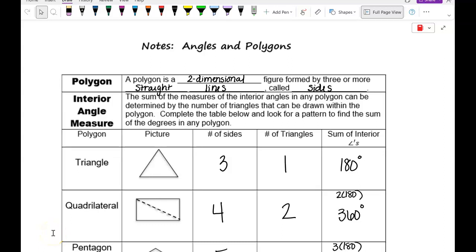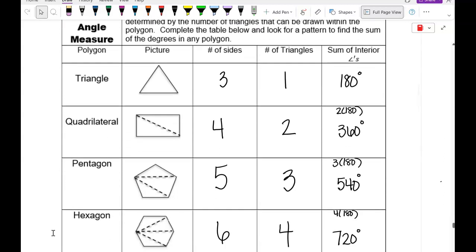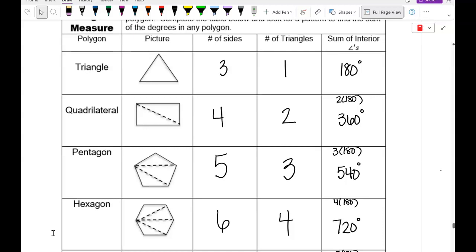All right, so to review what we talked about yesterday with angles and polygons, first we defined what a polygon is, a two-dimensional figure formed by three or more straight lines called sides. Then I had you fill out this chart with a triangle being the smallest polygon possible. We'd already discussed that the angles of a triangle add up to 180 degrees. So I had you fill out this chart about the number of sides in the polygon versus the number of triangles in the polygon to find the sum, because we know that if each triangle is 180, we can multiply that by the number of triangles to find the sum.